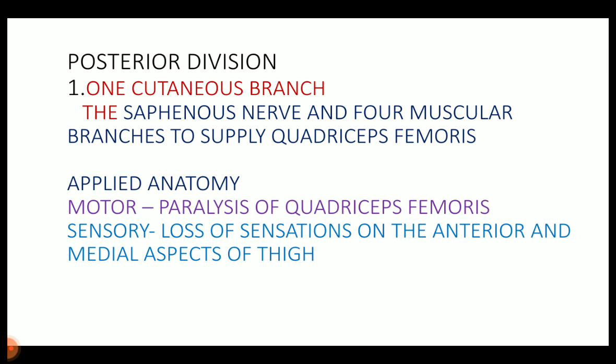Applied anatomy is that if there is any injury to femoral nerve, there is a loss of, in motor, we can see paralysis of quadriceps femoris, and sensory, there is loss of sensation on the anterior and medial aspect of the thigh.